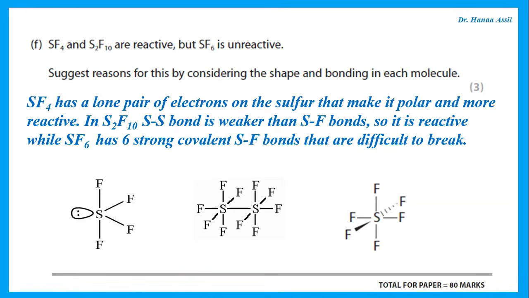First of all, the SF4 has a lone pair of electrons. And when we have a lone pair of electrons, that makes it polar, it is reactive, it can use these to react. The S2F10, why would it be reactive? Well, that's probably because the SS bond is weak and can be broken. So that makes it reactive. Why is the SF6 not reactive? That means that all the 6 strong covalent SF bonds are difficult to break.